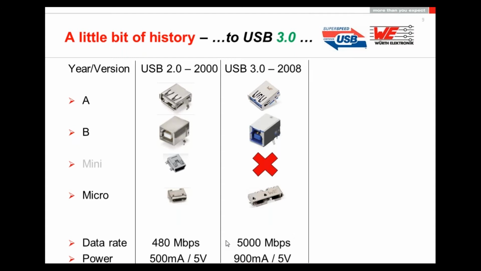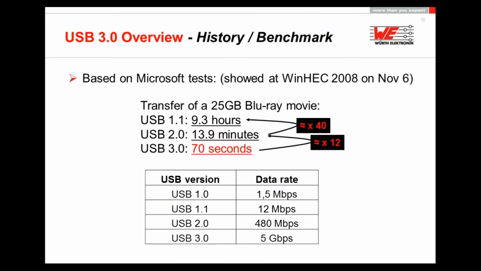The next evolution step was in the year 2008 from 2.0 to 3.0. So what happened there? The target was to increase the data rate, and like you can see in the bottom line, we have really increased the data rate, multiplied by 10. So that was a really big evolution step. And because of the size, the mini connector was deleted and is not really existing on the market anymore.